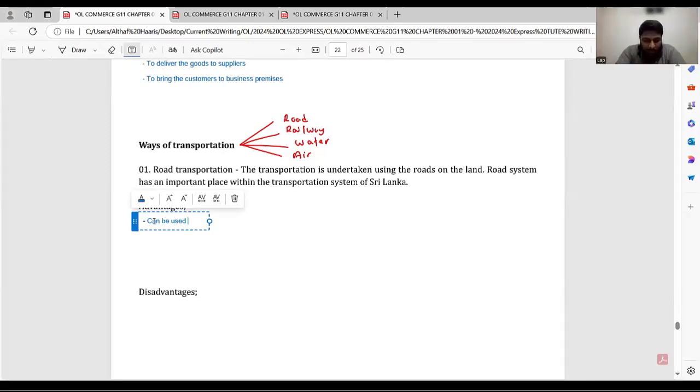Can be used up to the destination point. More accessibility, not like railway. Can be used anytime. Train, people, you can't take a train and go anytime that you want. But road is not like that. If you have a car, take the car, go. That's it. Anytime you can use it.